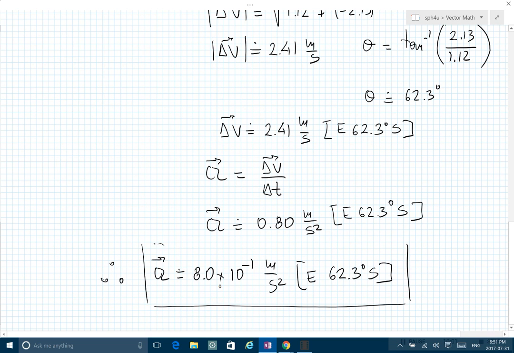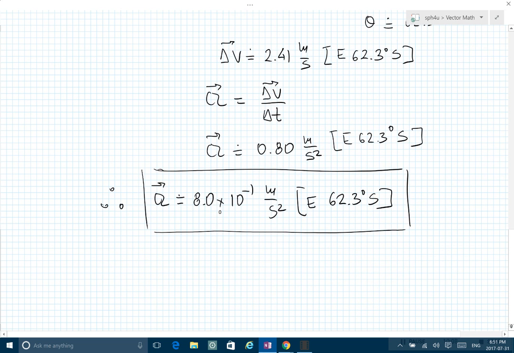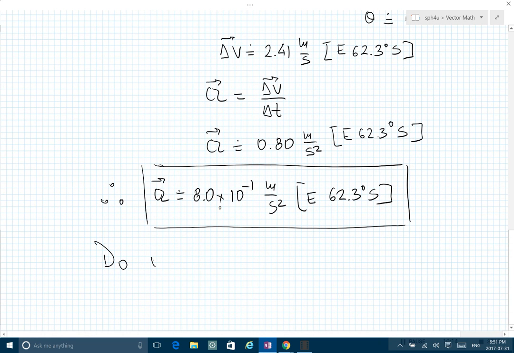So here is how we use the component method to find acceleration in two-dimensional motion. All right, the textbook has some more examples. I took this one from the textbook, and you can do more from the textbook. All right.